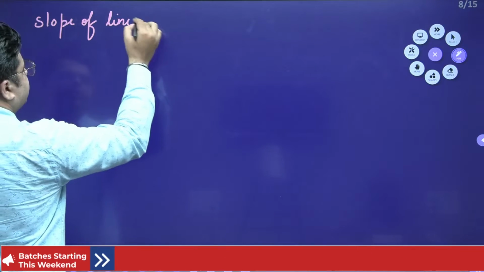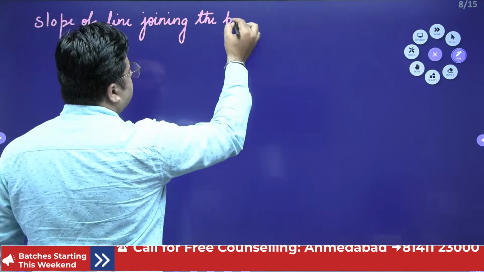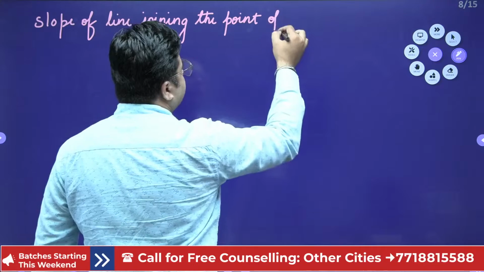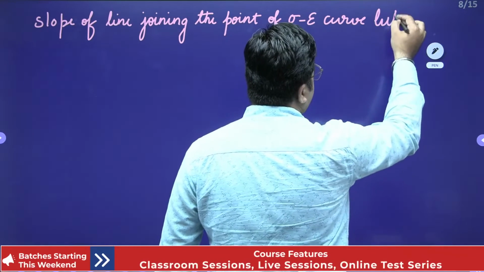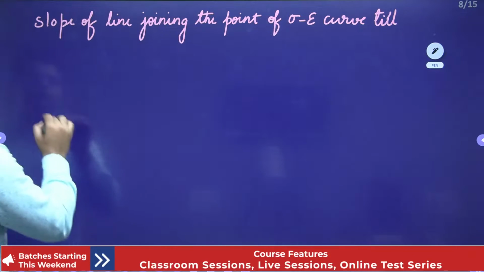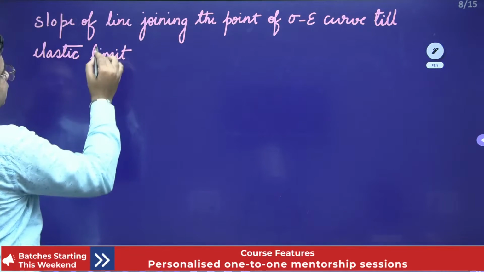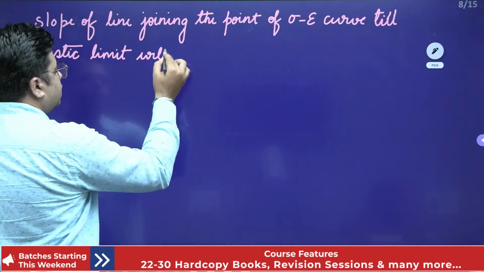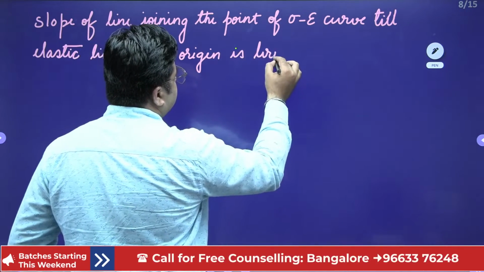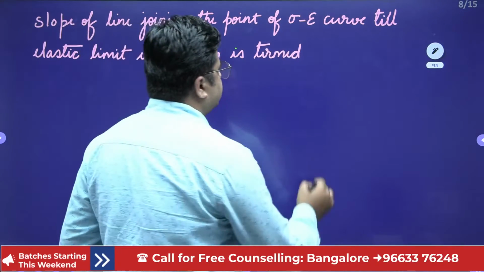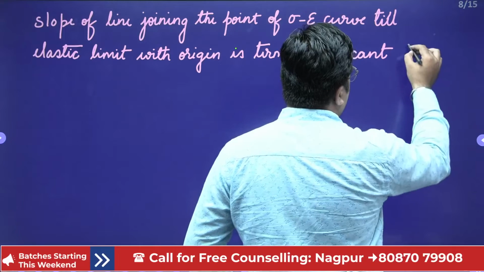Slope of line joining the point on stress strain curve till elastic limit with origin is termed as secant modulus.